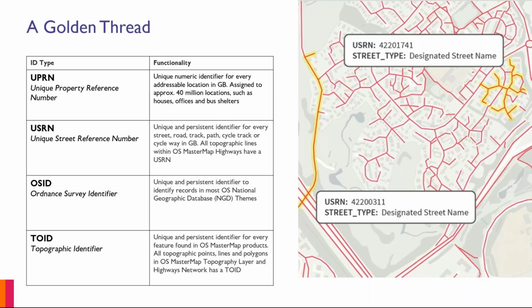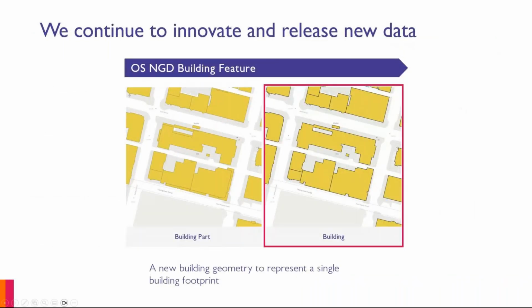So you can really start to understand that full golden thread. But as I mentioned at the very start, and we've mentioned throughout with regards to the National Geographic database, we are continually innovating and releasing new data. And we're releasing significant authoritative new data at the moment, approximately every 6 months. And I'm specifically going to talk about the buildings theme.